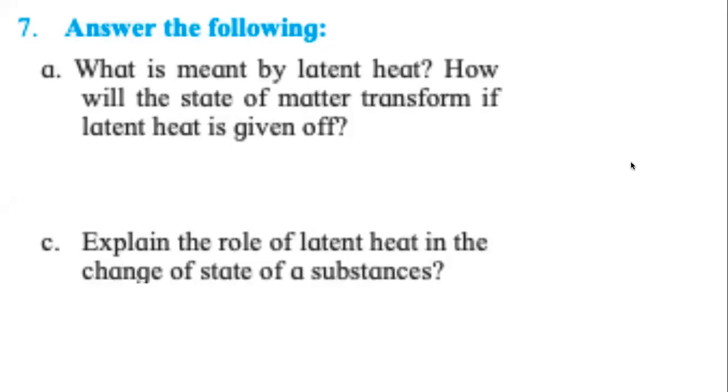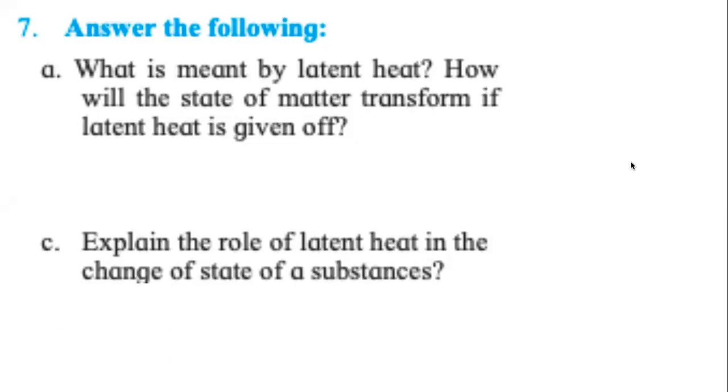Because it is talking about heat given off, that means the state is either changing from gas to liquid or liquid to gas. These are the two possible possibilities for latent heat to be given off. Very good, Praji.